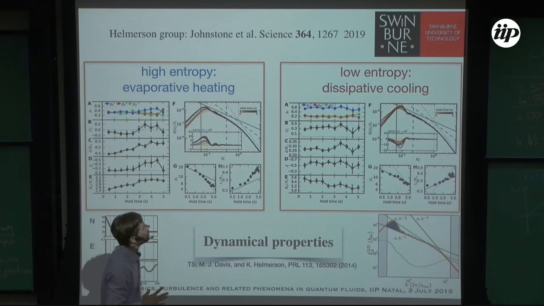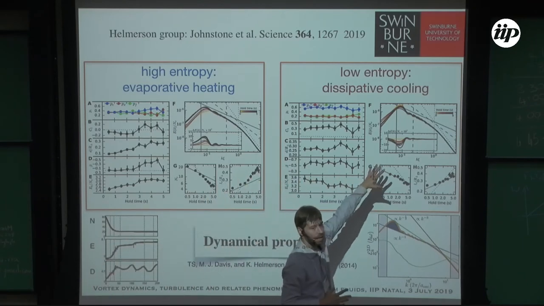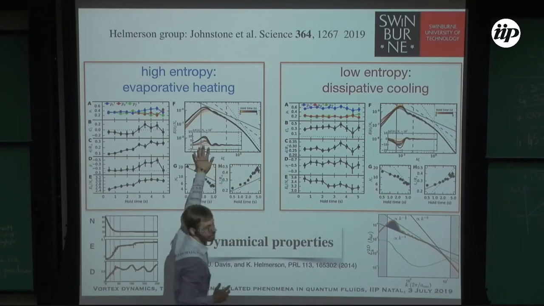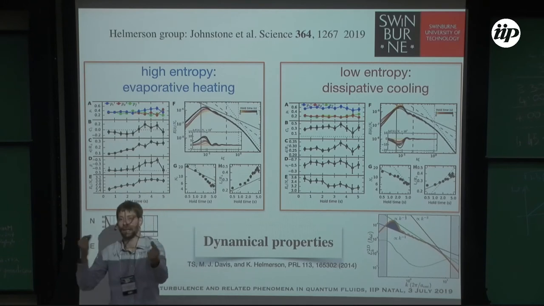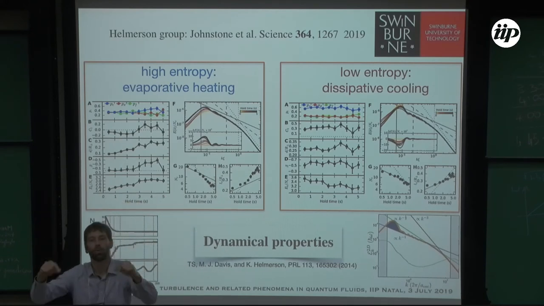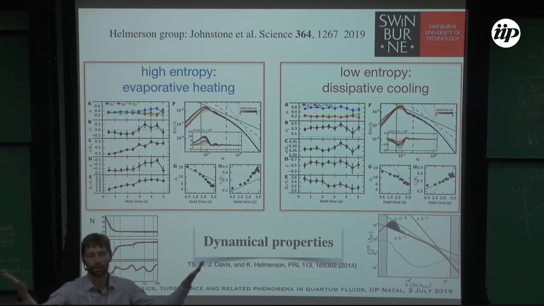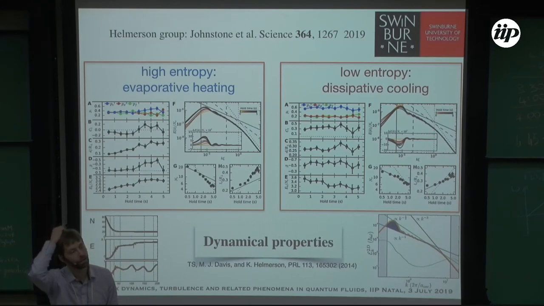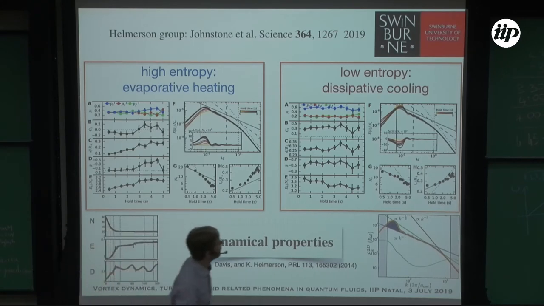Okay. On the low entropy side, the way this works is these vortex pair annihilations remove energy at the short scales, and the remaining energy is flowing into the system. You're reducing the total number of particles, and therefore the energy per particle goes up. So that's one way of understanding it.